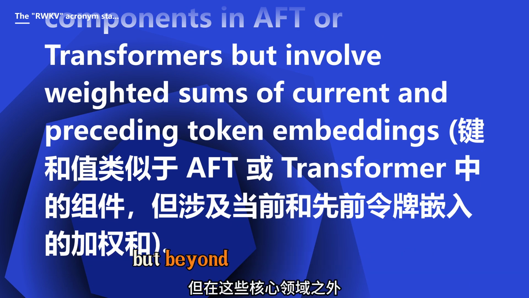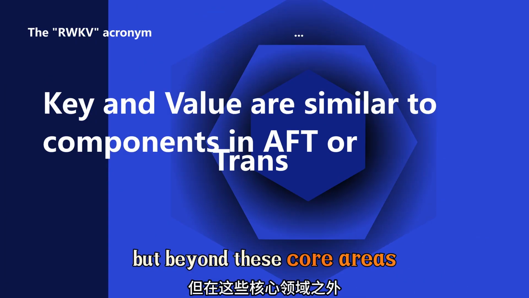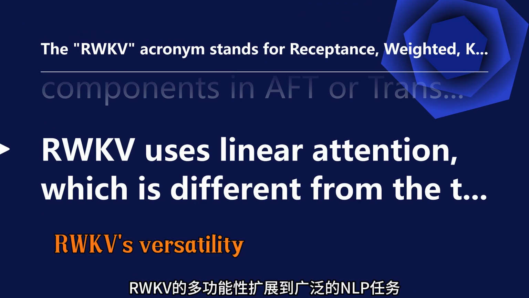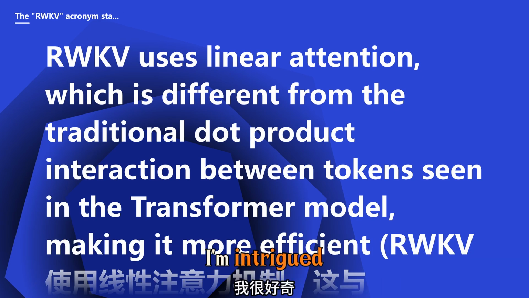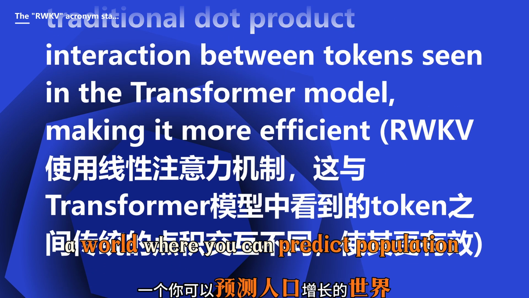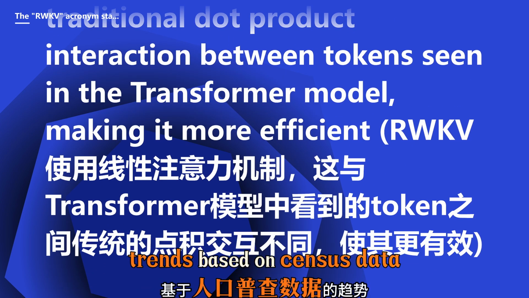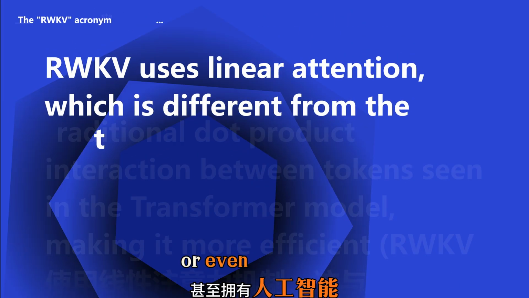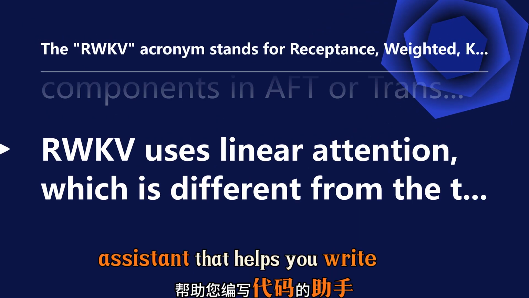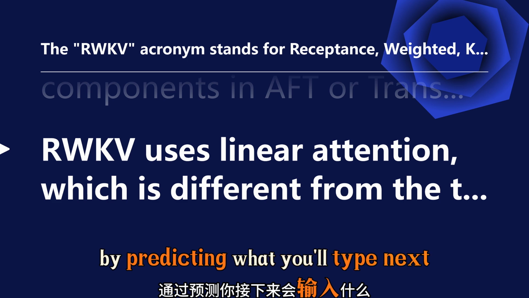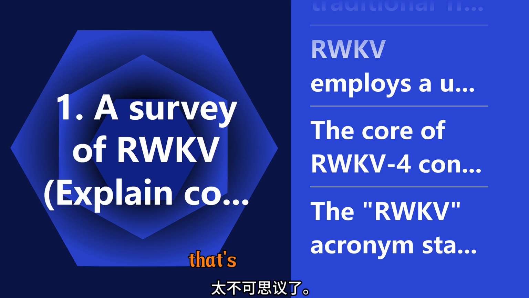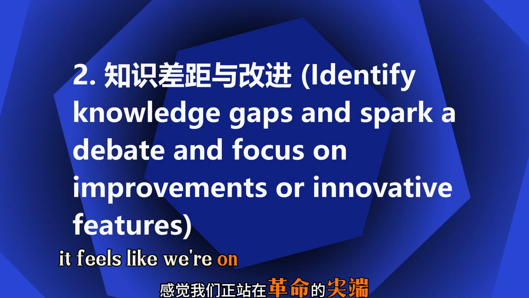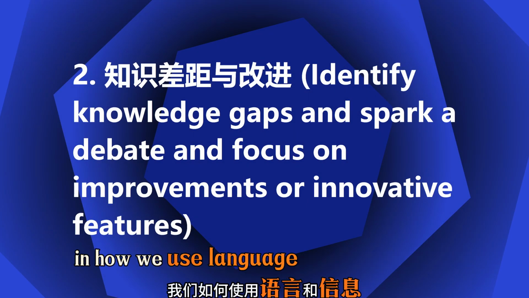That's great. But beyond these core areas, RWKV's versatility extends to a wide range of NLP tasks. I'm intrigued. What else is it capable of? Imagine a world where you can predict population growth trends based on census data, forecast stock prices, or even have an AI assistant that helps you write code by predicting what you'll type next. Wow. All of these are being explored using RWKV. That's incredible. It feels like we're on the cusp of a revolution in how we use language and information.